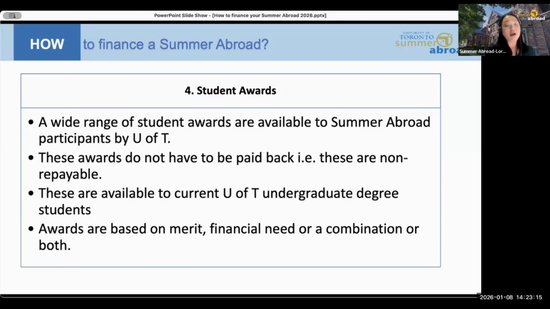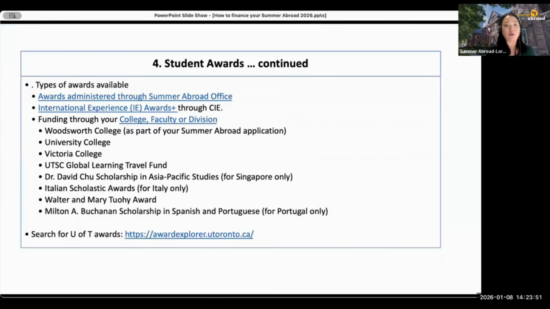These are available to current UFT undergraduate degree students who meet specific criteria. Awards usually have different criteria. Some of these would be based only on financial need. Others, and I'll talk a little bit about it, may include merit, and merit may mean different things, which I'll refer to in a bit as well. So, recapping the different sources: you've got government aid, maybe a part-time job, other contributions coming from your family or other sources, and also UFT awards.